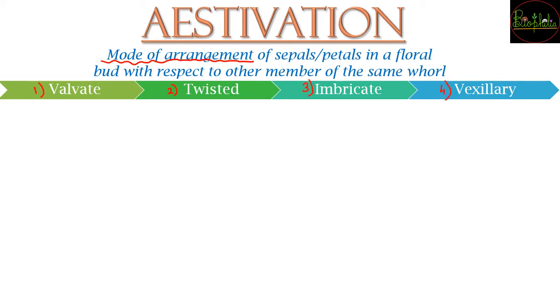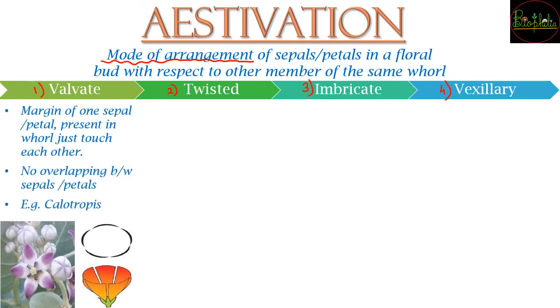So first one, that is valvate, is going to have the petals or sepals to be on the margin of each other, and they will just touch each other. उनके जो margins होगी वो सिर्फ touch करेंगे, they won't overlap, and that can be seen in the case of flowers of calotropis. So calotropis flowers जो होते हैं, so these are the flowers that generally हनुमान जी को चढ़ाया जाता है. So हनुमान जी को जो flowers चढ़ाए जाते हैं, these are going to belong from the calotropis plant, and these are going to be categorized as valvate aestivation.